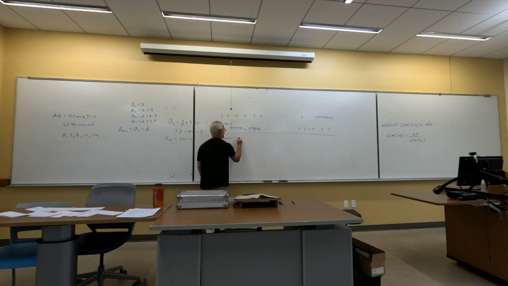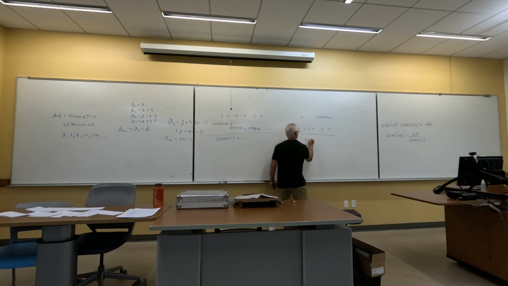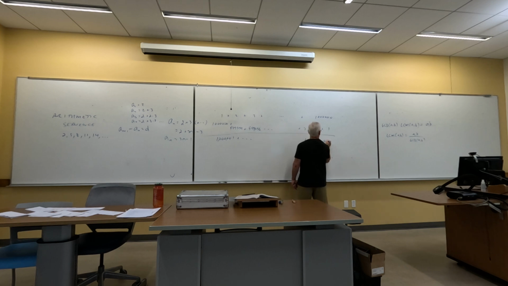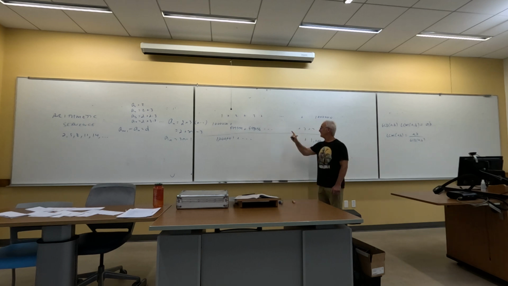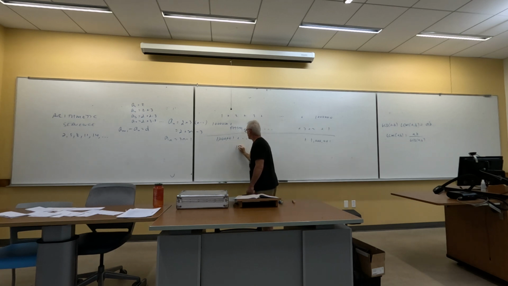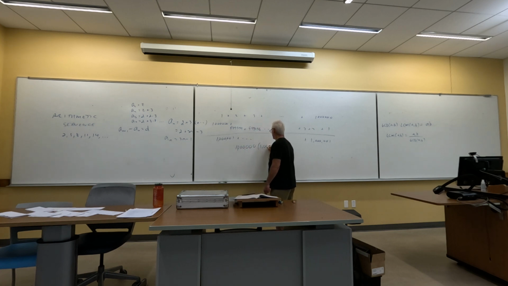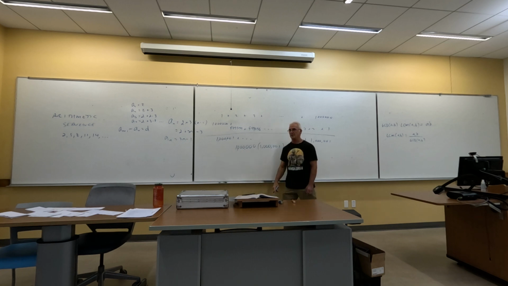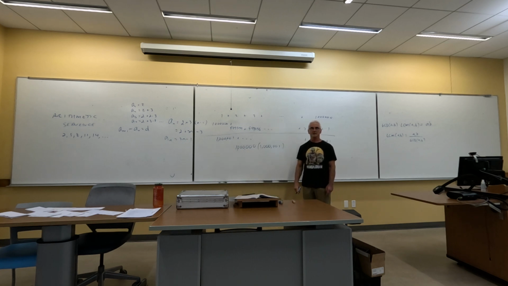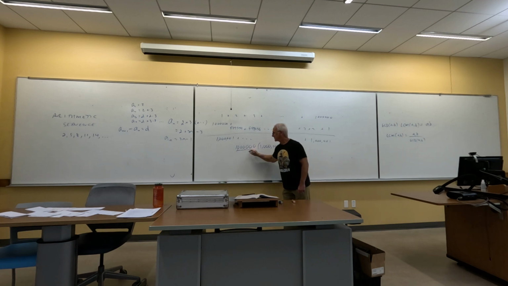1,000,001. How many times? How many million and ones do I have? A million. So the answer is a million times a million and one. Well, not exactly. Why? I just did it twice. Oh, so that's the answer.